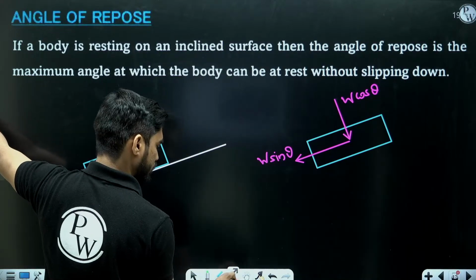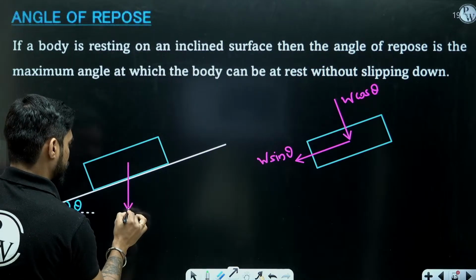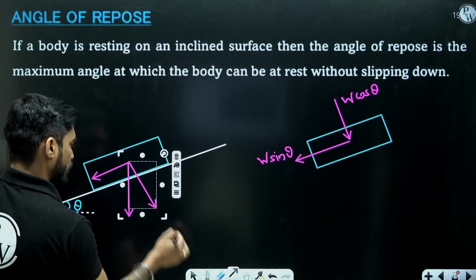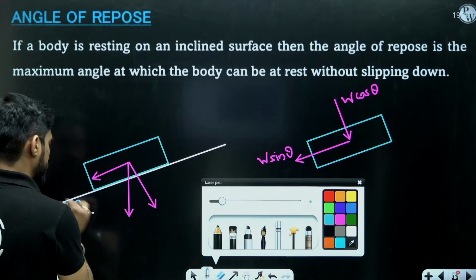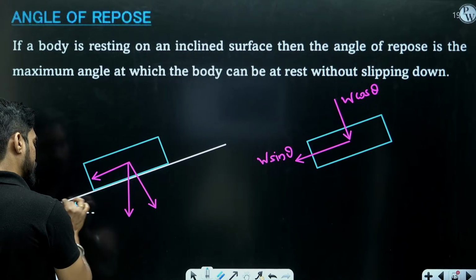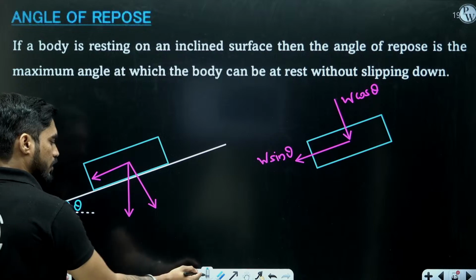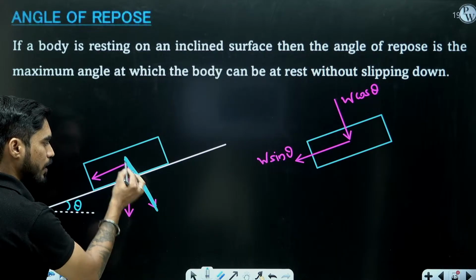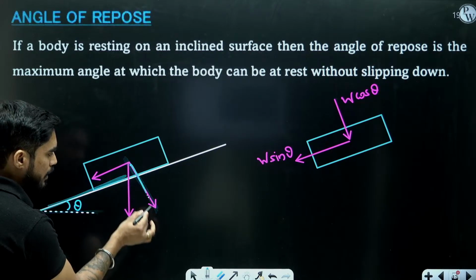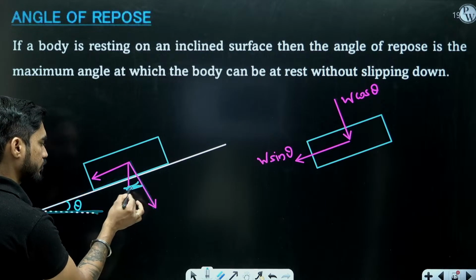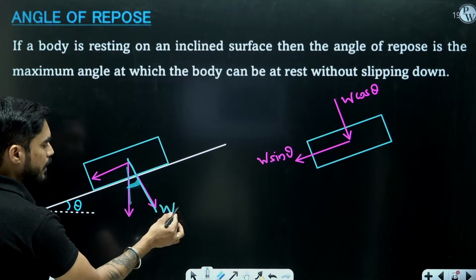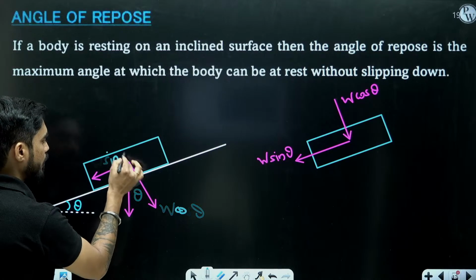If you want me to explain, I will explain. Look at this. The weight is like this. This is the horizontal component and this is the vertical component. This angle is theta, between the surface and horizontal. Now this is normal to the surface, right? The surface makes theta with horizontal, so the normal to the surface will make theta with vertical. So this angle will be theta. So this becomes W cos theta and this becomes W sin theta.